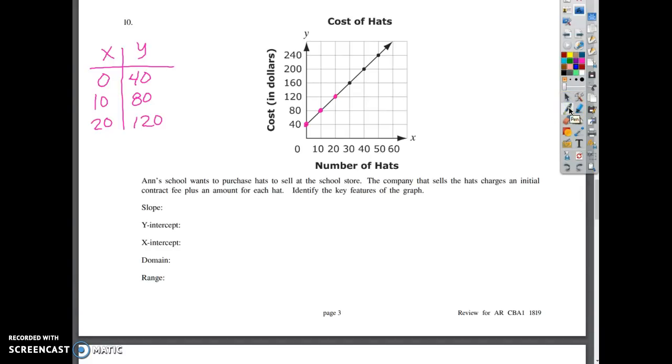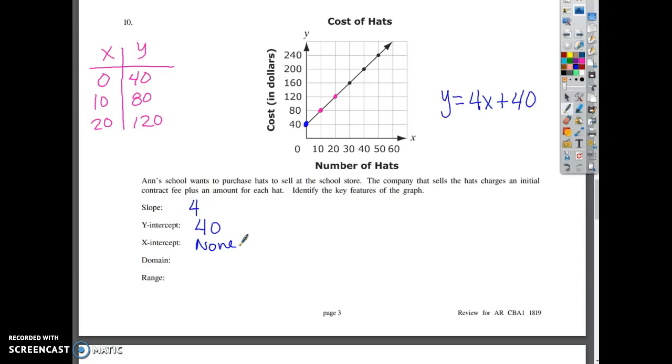Okay, so when you put this in stat, what equation did you get? 4x plus 40 because the y-intercept is 40. So y-intercept is 40. The slope is 4. What's the x-intercept? No, look right here. Where is the x-intercept on this graph? There is none. So you're going to put none.